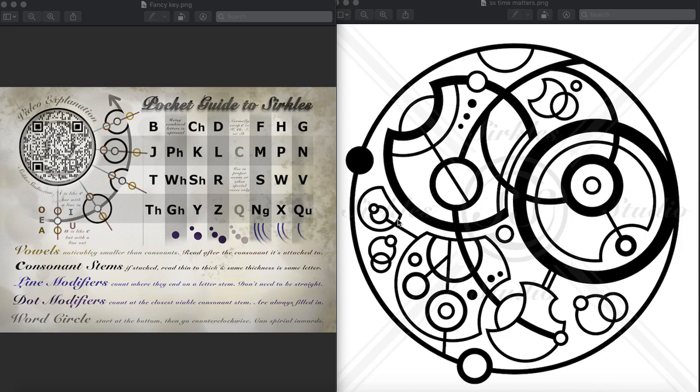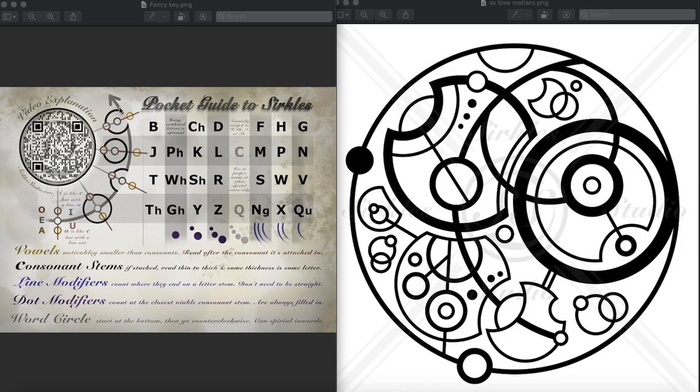Hello and welcome to the transcription explanation of this design. It was done using Loren Sherman's script, which uses a combination of dot modifiers, like these, and line modifiers, like these, in conjunction with four different shaped letter stems.